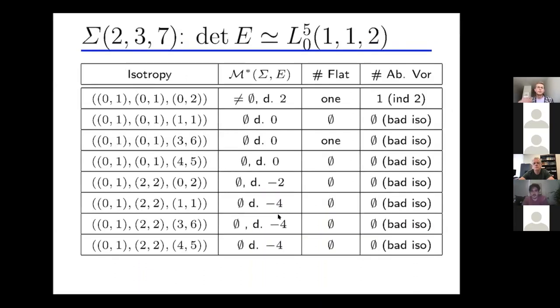You can also do something similar for sigma 237, and this one is a little bit more tricky, so I won't go into the details, but after you do some work, the first natural thing that works also has this cobordism picture repeated. There's a one-dimensional moduli space connecting one of the abelian vortices to an irreducible flat connection, and then you have this other flat connection on its own.